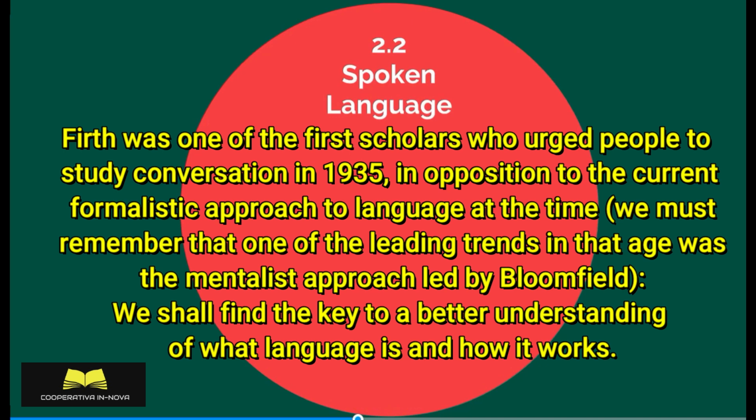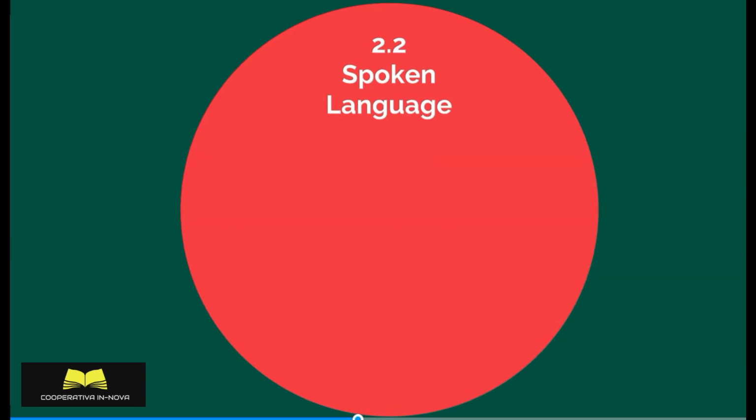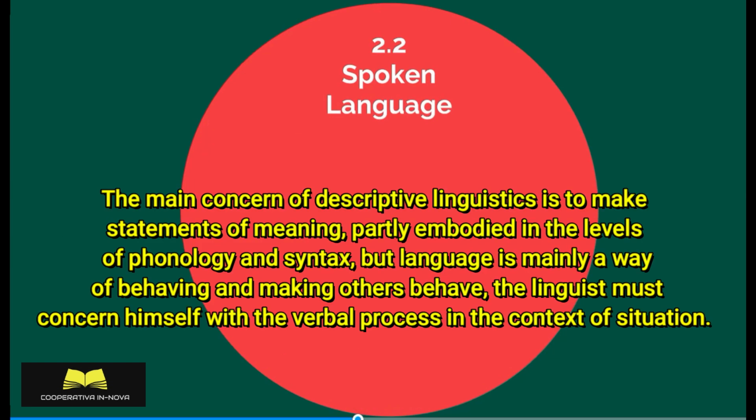We shall find the key to a better understanding of what language is and how it works. The main concern of descriptive linguistics is to make statements of meaning, partly embodied in the levels of phonology and syntax, but language is mainly a way of behaving and making others behave. The linguist must concern himself with the verbal process in the context of situation.